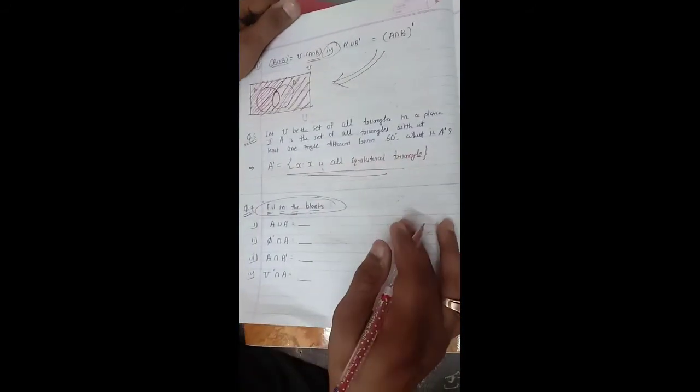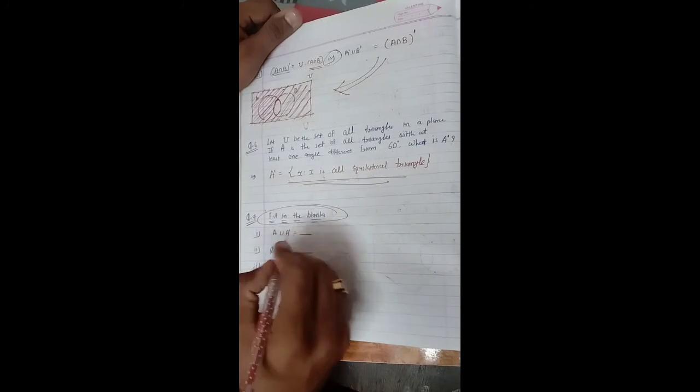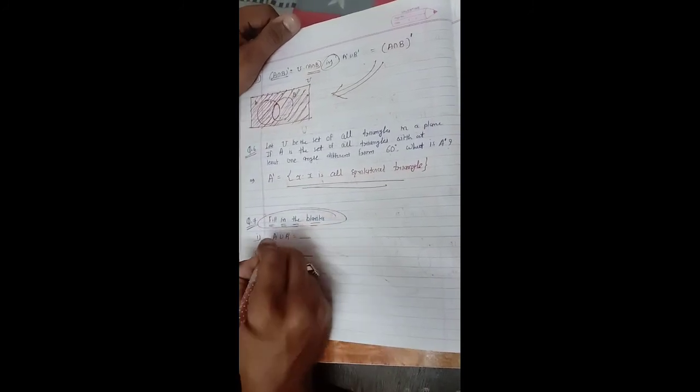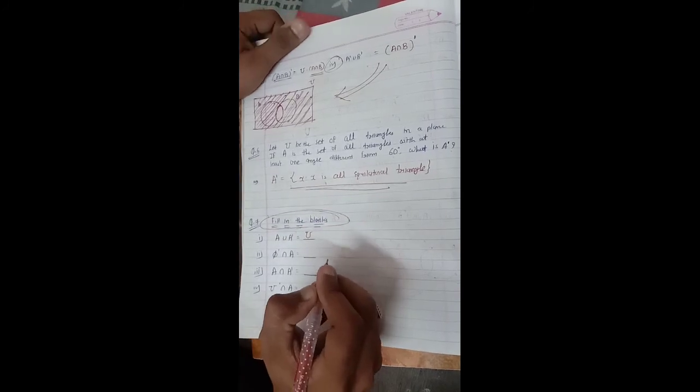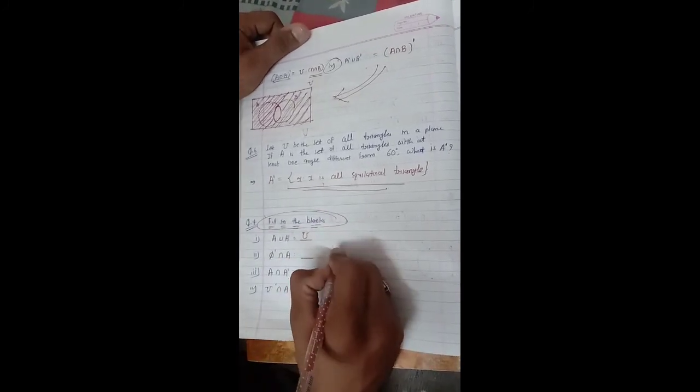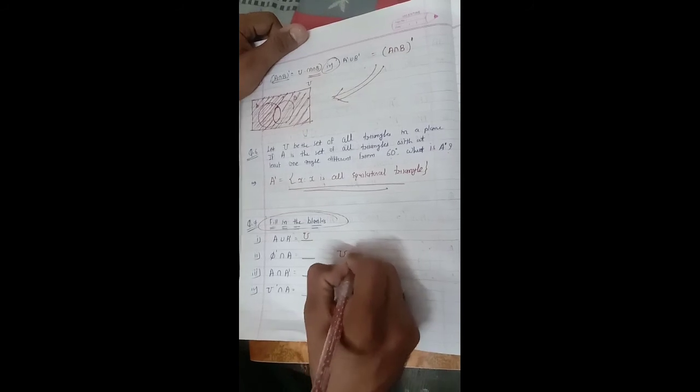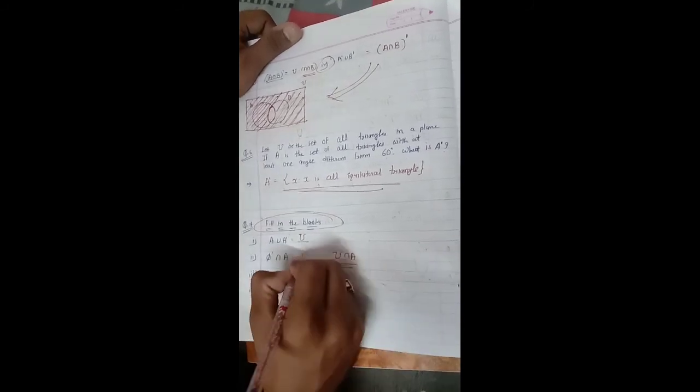And question number 7, fill in the blanks. This one is in properties, I also explained already. A union A dash, it means what? Your universal set. Phi dash, phi dash means U. And U intersect A means A itself.